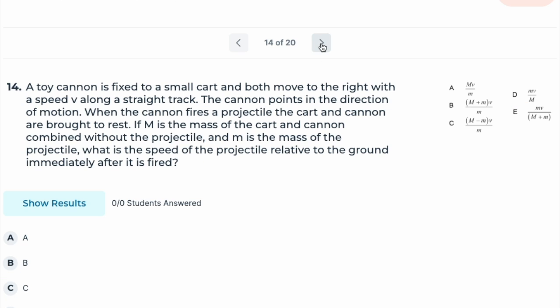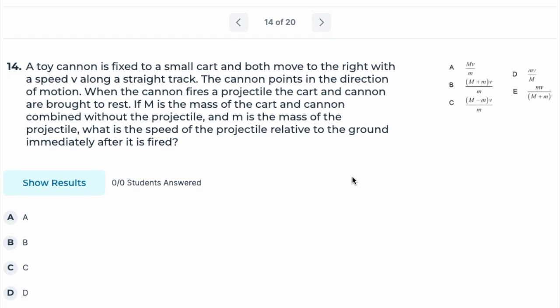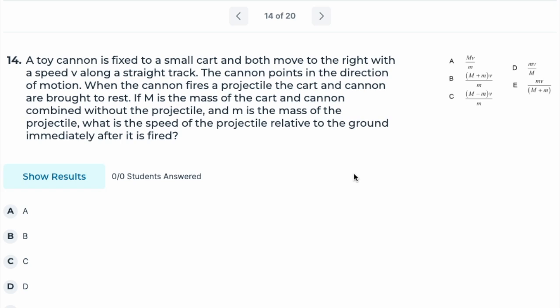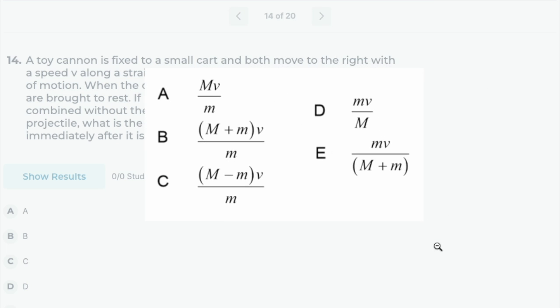A toy cannon is fixed to a small cart and both objects move to the right with a speed v along a straight track. The cannon points in the direction of motion. When the cannon fires a projectile, the cart and the cannon are brought to rest. If M is the mass of the cart and the cannon combined without the projectile, and m is the mass of the projectile, what is the speed of the projectile relative to the ground immediately after being fired? And these are our choices.